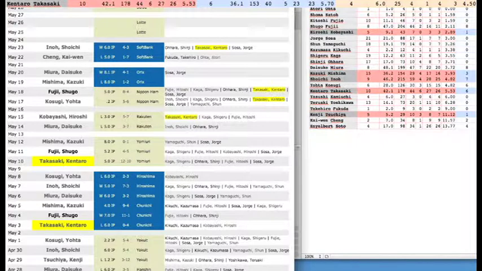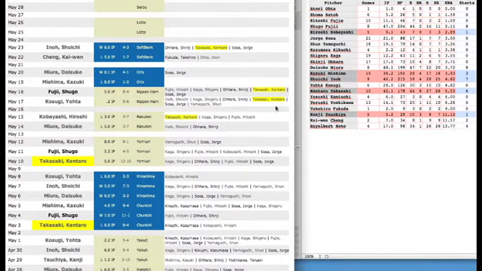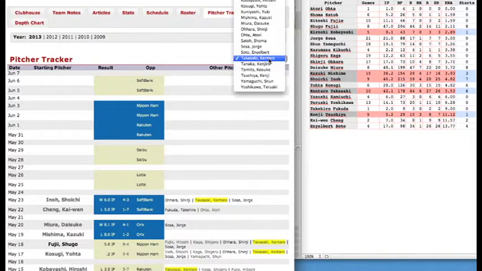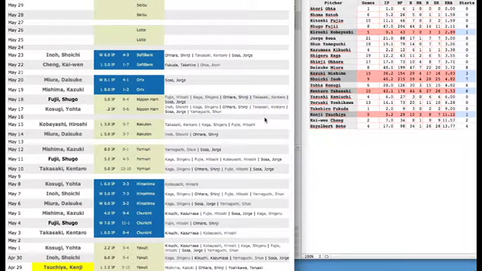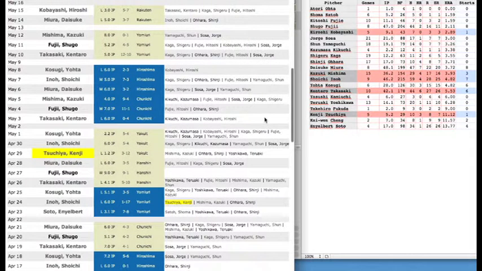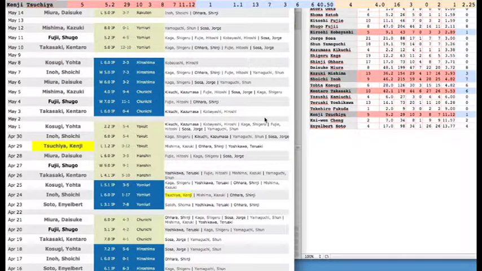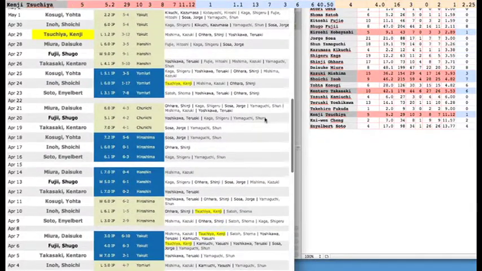So, I don't know. Jury's still out on what his role should be. But so far, he's looking better in the pen. And finally, there's Kenji Tsuchiya. Tsuchiya, in his one start on April 29th, really got blown away. He gave up 6 runs in 1 1/3 innings, which was not a good outing at all.